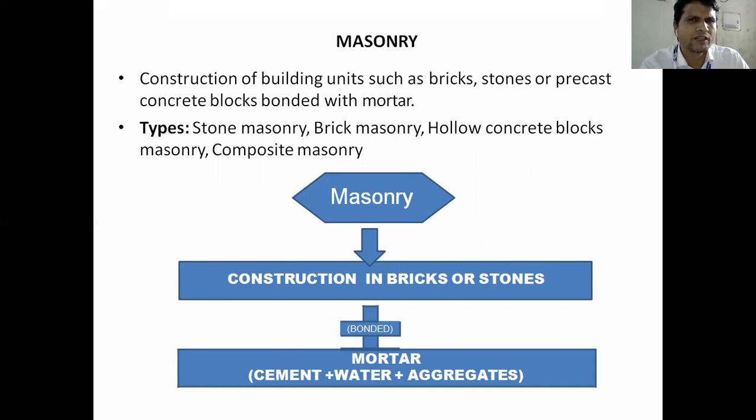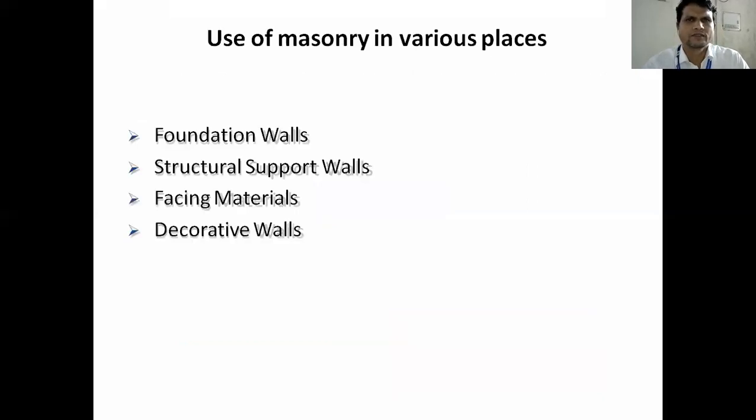So masonry is the construction with bricks or stones, and these units are bonded with mortar. Mortar is the mixture of cement, water, and aggregates. Aggregates used in mortars are fine aggregates. Uses of masonry: foundation walls, structural support walls, facing materials, or decorative walls. These are the uses of masonry.